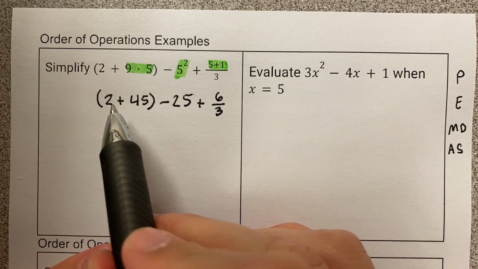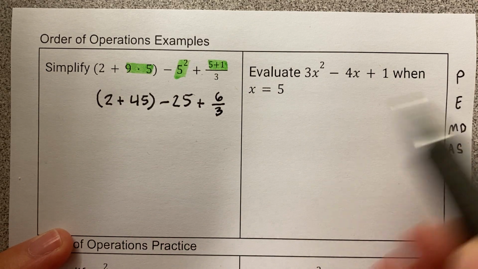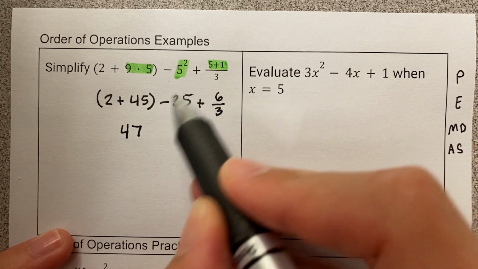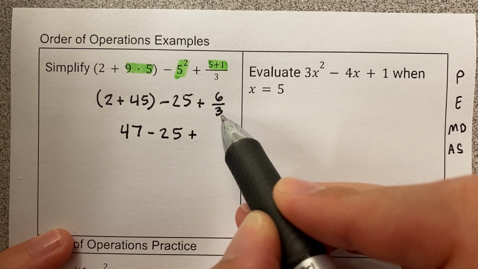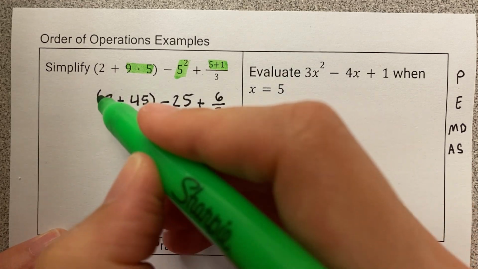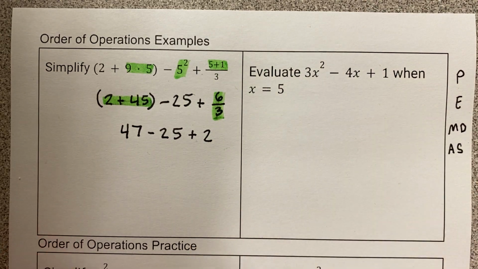Let's keep going. I'm going to do 2 plus 45. That's inside the parentheses, right? So I still have parentheses. I'm going to go ahead and do that math. Here, there's nothing left to simplify, so I'm just going to bring it down. And here, I have 6 divided by 3, which is 2. So on this step, I did 2 calculations. I did this calculation, and I did this calculation, right?